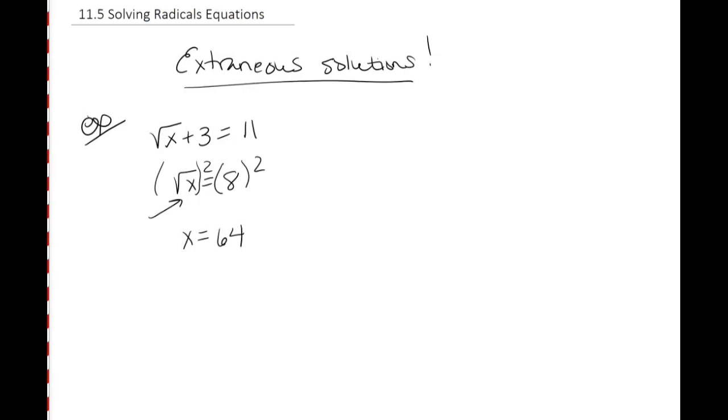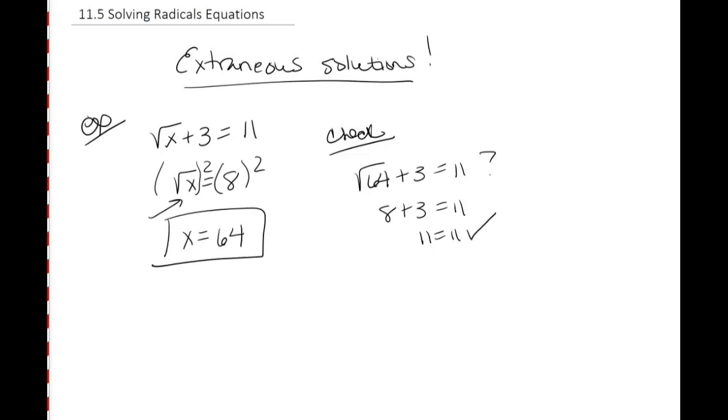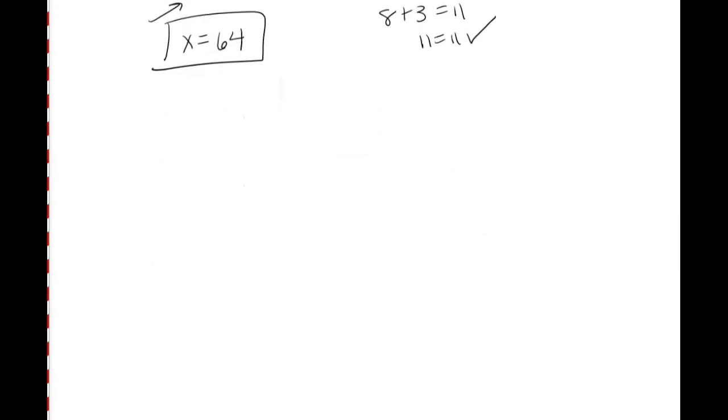Now, like I just said about extraneous solutions, what I need to do is check this answer. So I wonder if the square root of 64 plus 3 equals 11. Well, the square root of 64 is 8, plus 3 equals 11, and it works. So x equals 64 is my answer to this problem. All right, not too bad.